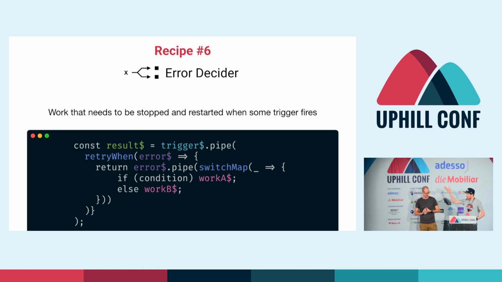All right, so this is the pattern. We call it error decider. It's actually not a pattern. It's a recipe, right? It's a combination of multiple patterns, and it's just reoccurring.